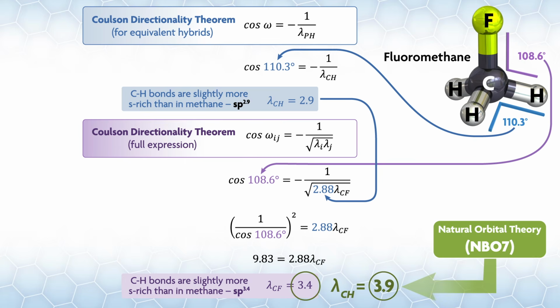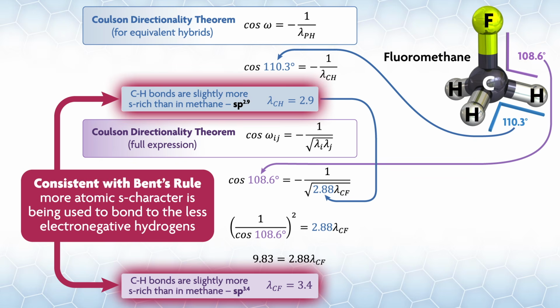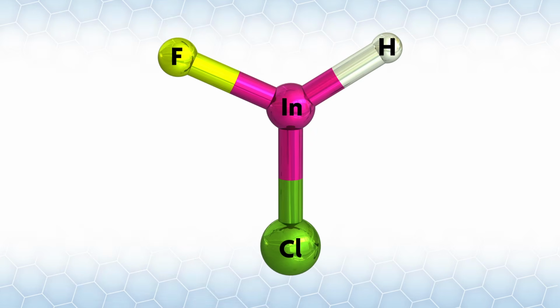NBO gives a slightly higher value at 3.9. Note that the higher hybridization parameter in the CF bond relative to the CH bond is consistent with Bent's rule. More atomic S character is being used in the bond to the less electronegative hydrogens. Here are a few more complex examples of using the Coulson directionality theorem to find hybridization parameters and illustrate Bent's rule.